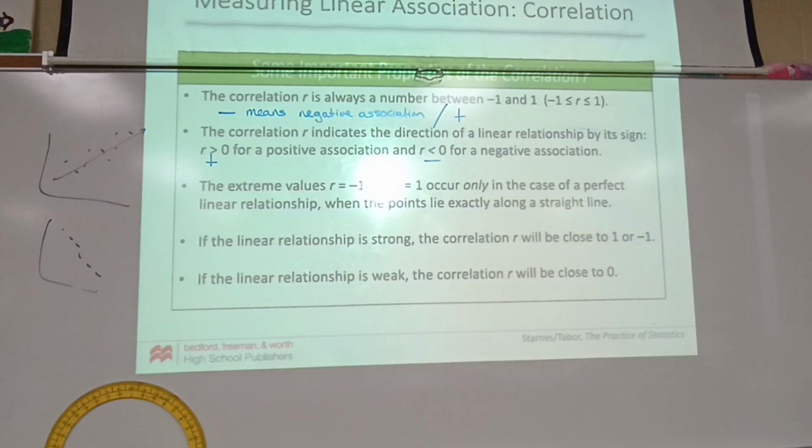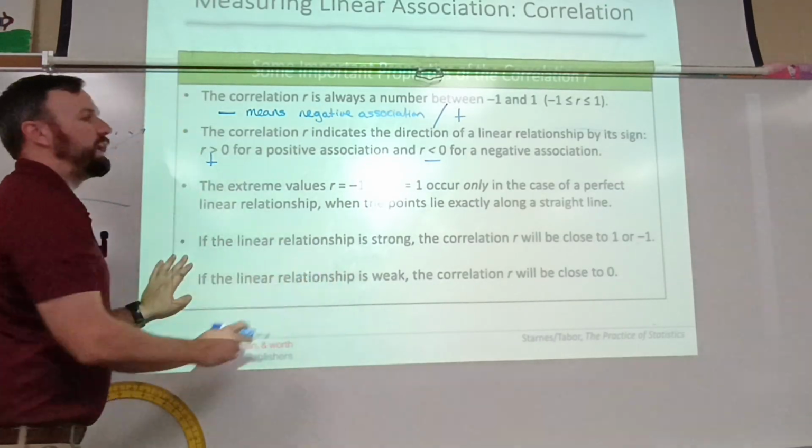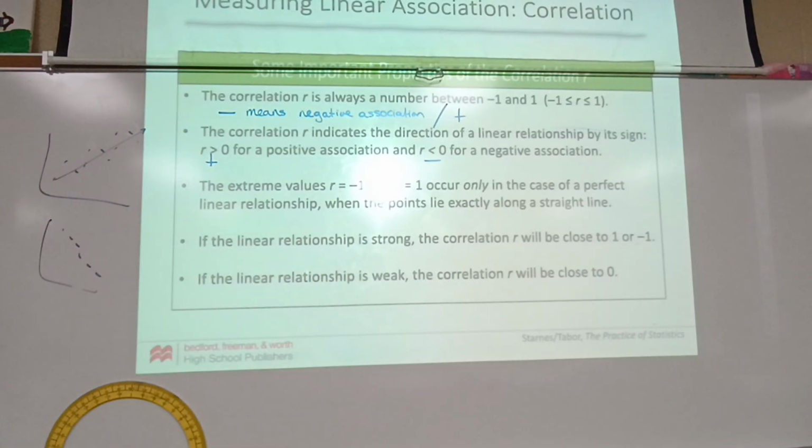Because R squared is actually the percent accounted for by the LSRL. Don't worry about that. The closer you are to 1 or -1, the stronger it is. If it's weak, it's closer to 0.